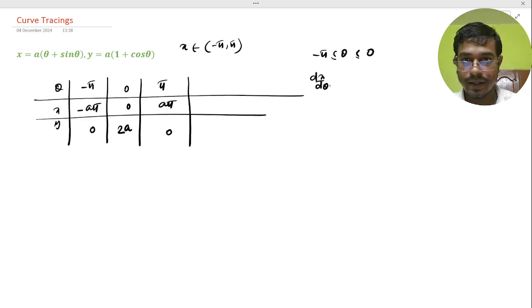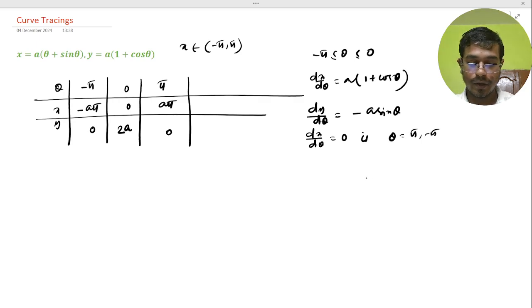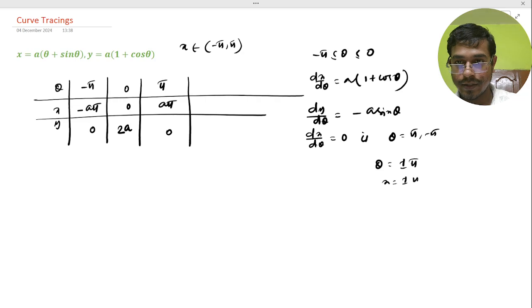dx d theta is a into 1 plus cos theta, and dy d theta is nothing but minus a sin theta. So the first order derivative dx d theta is 0 at theta equal to plus or minus pi, and there x equal to plus or minus a pi.